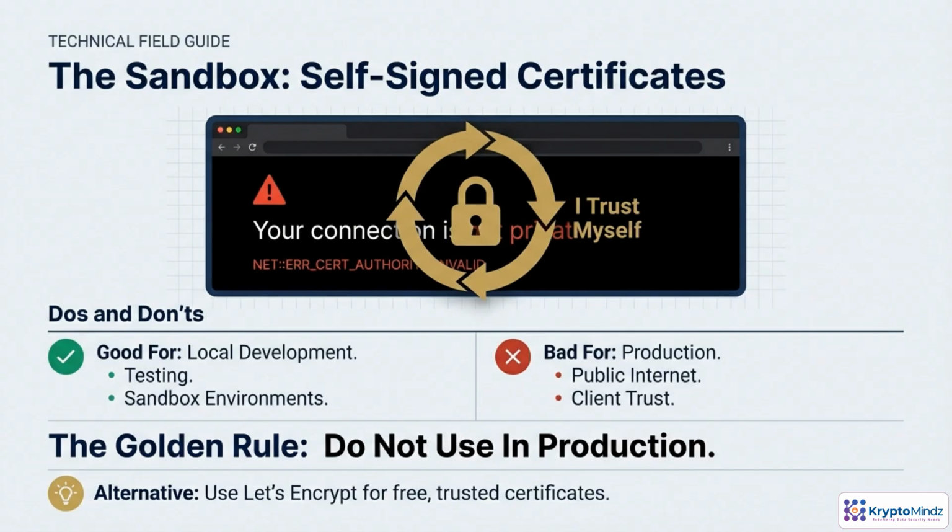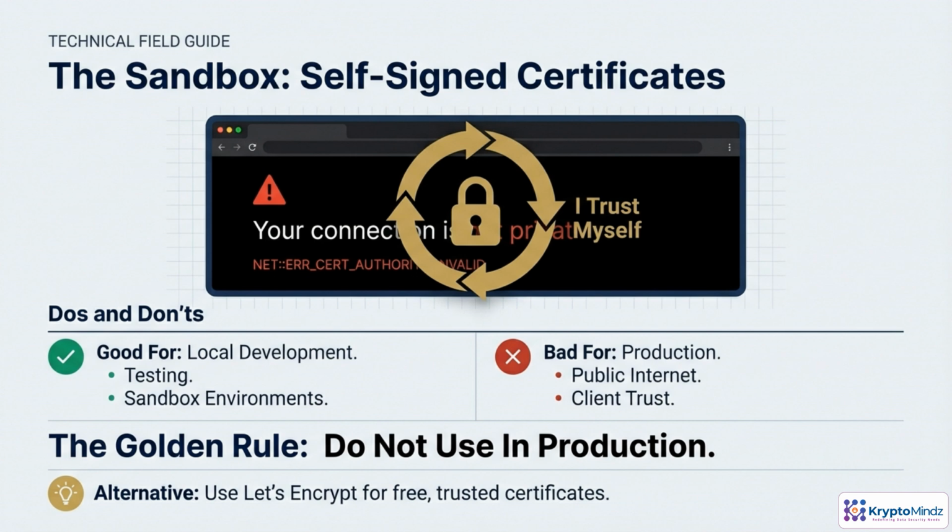Self-signed certificates are like writing your own reference letter and then approving it yourself. They prove encryption is happening, but they do not prove who is on the other end. That's why browsers and operating systems will always complain. There is no external authority vouching for that identity.